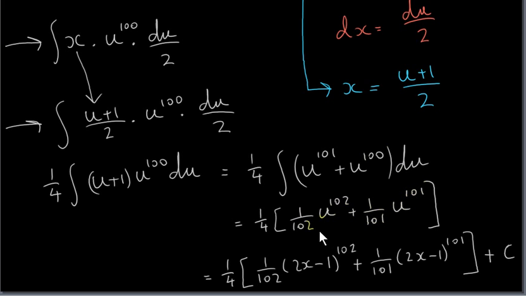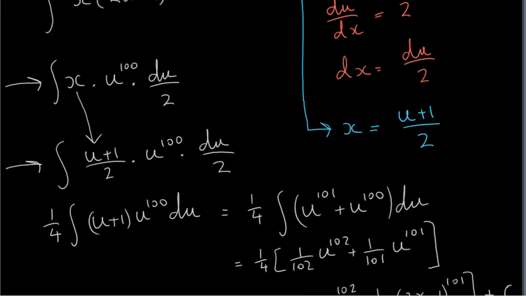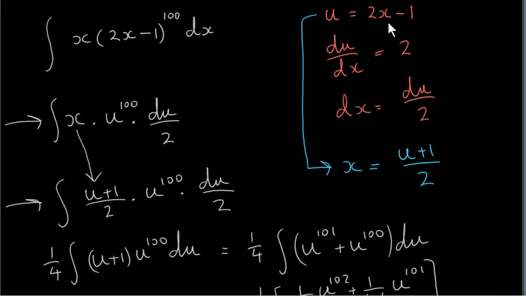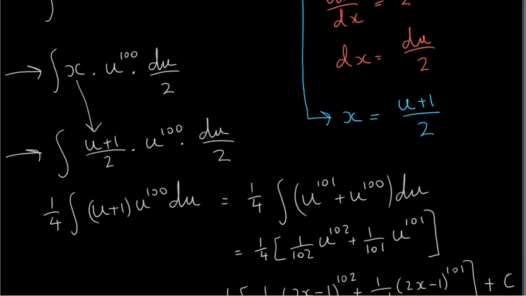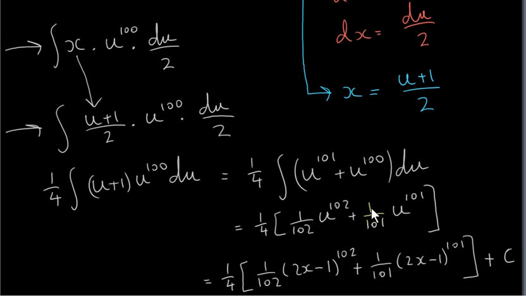And then we can put back for u. We can sub back for u. u is 2x minus 1. So 2x minus 1 goes in for u. And we have our constant of integration because our integral was an indefinite integral. It does not have any limits.